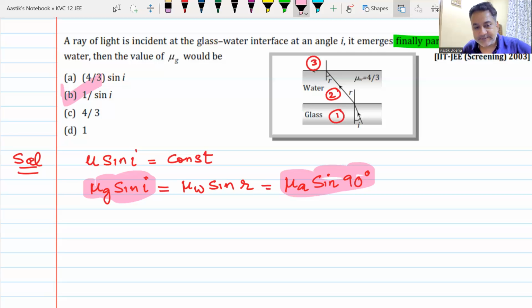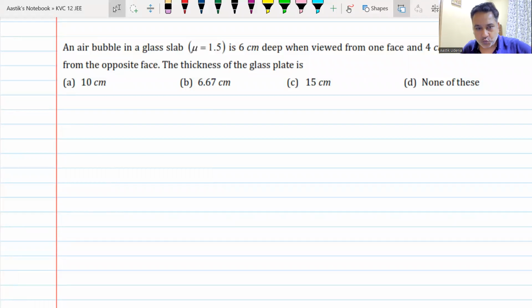Here it comes on your screen. Now, an air bubble in glass is 6 centimeters deep when viewed from one face and 4 centimeters deep when viewed from the opposite face. What is the thickness of the glass plate?